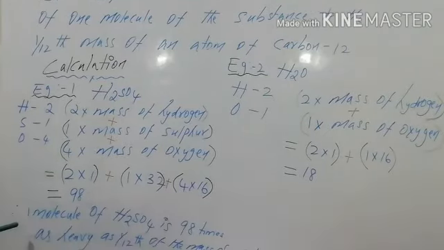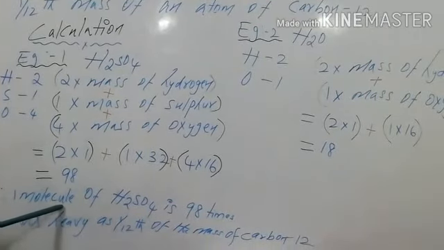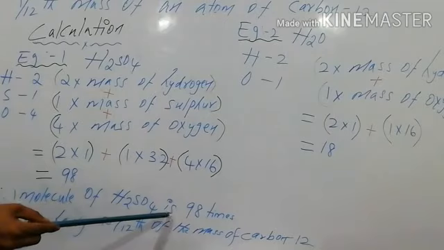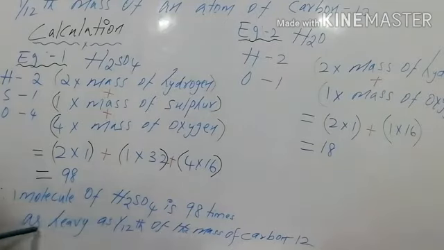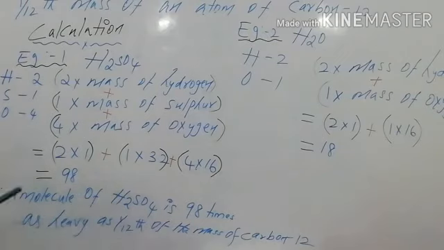Therefore, we can give as a conclusion that one molecule of sulfuric acid is 98 times as heavy as 1 by 12th of the mass of carbon 12.